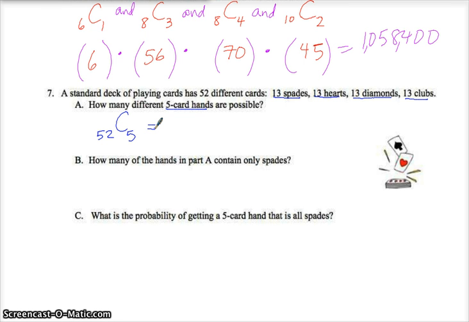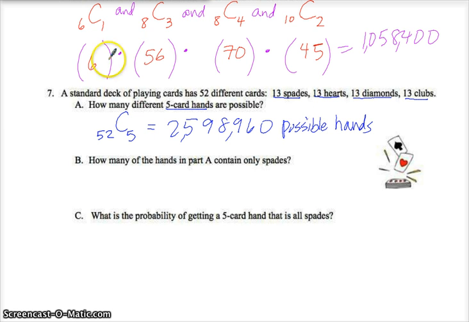So we're going to use our calculator. Do 52 choose 5. And this is my result. I get 2,598,960 different possible hands. Okay, so let's look at the second question. The second question says, how many of the hands in part A contain only spades? Okay, that's getting a little trickier.